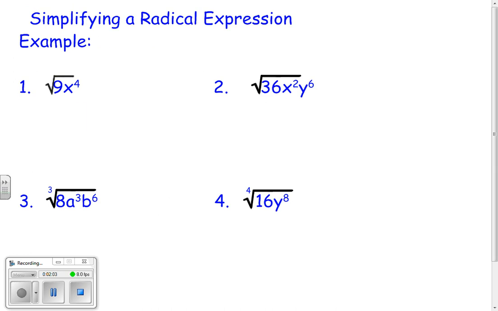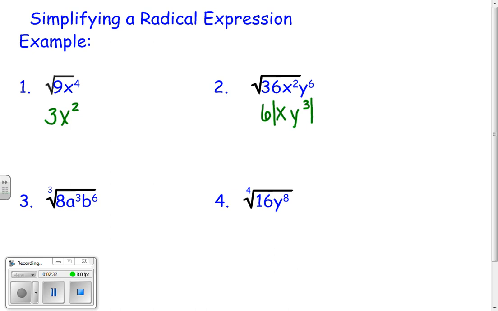Now they're going to ask you to simplify radicals that have both numbers and letters, just a review of the other day. So the square root of 9 is 3, and the square root of x to the fourth is x squared. In number 2, the square root of 36 is 6. The square root of x squared is x, and the square root of y to the sixth is y cubed. You started with an even index and ended with odd exponents, so you need absolute values around the xy cubed.